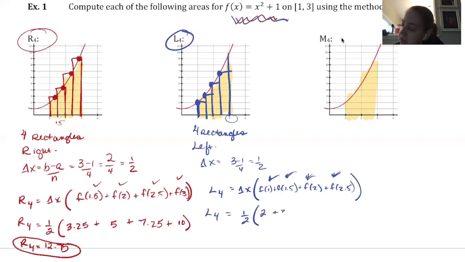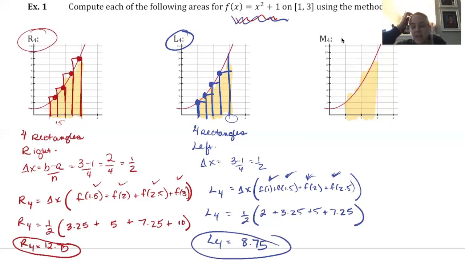And then I'm going to cheat and use the values that I already figured out on the left-hand side there in red. And I don't need the 10 because we didn't use f of 3. So when I add these up, I've got 2 plus 3.25 plus 5 plus 7.25 divided by 2 is 8.75. So not surprising that it's less than our right-hand rectangle estimate. I did expect it to be an underestimate. So one's too tall, one's too short.